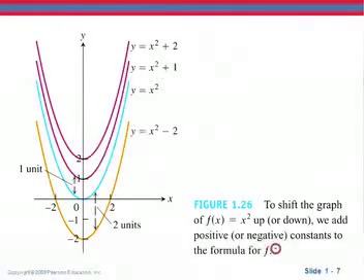Here's an example of adding a constant to the end of a function. Below you will see the graph of y equals x squared. Above that you will see y equals x squared plus 1 and y equals x squared plus 2. Y equals x squared plus 1 is the same graph shifted up 1 unit. Y equals x squared plus 2 is the same graph shifted up 2 units. Y equals x squared minus 2 is the same as y equals x squared shifted down 2 units.